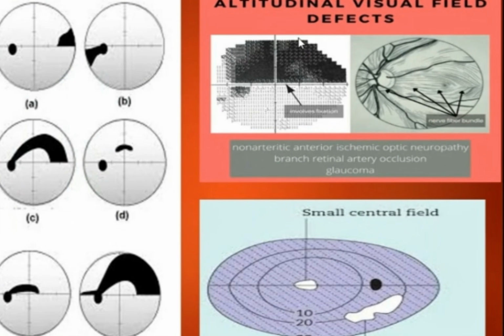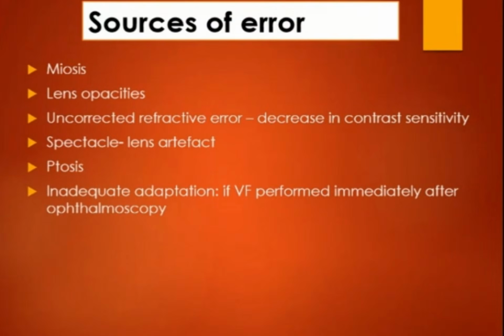So this is an example of altitudinal defects. These are examples of altitudinal defects. If you look at your visual field printouts, you connect those symbols for you to be able to know the shape of the defects, and then of course the type of defect, whether it is a paracentral scotoma or an altitudinal visual field defect.